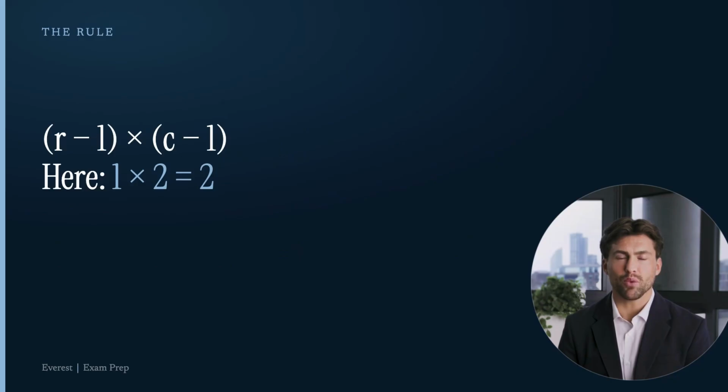And the general rule falls straight out of that picture. Rows minus 1 times columns minus 1. 2 rows and 3 columns gives 1 times 2, which is 2. Not the number of cells and not rows times columns.